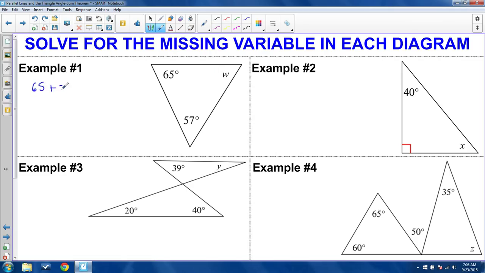So if I add up all of the interior angles, I should be getting 180 degrees. That's your setup. 65 plus 57, I think, is 122. And when I subtract 122 from both sides, I should get, I think that's 58. So W is 58. Don't forget your units, degrees. Right there.